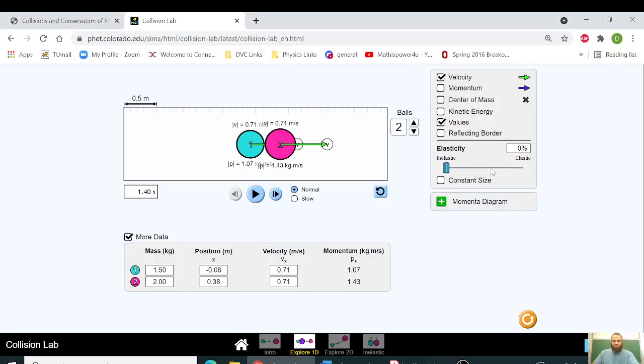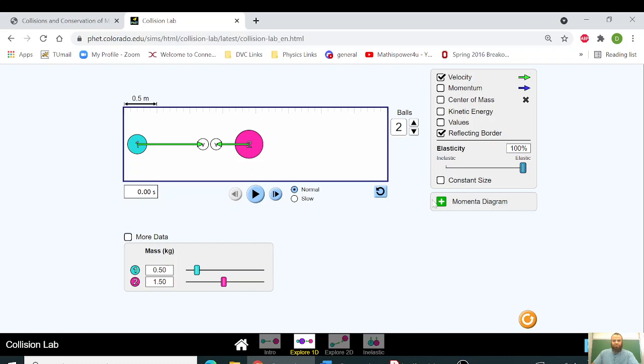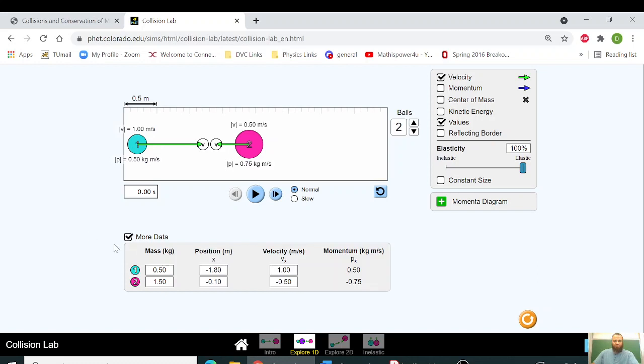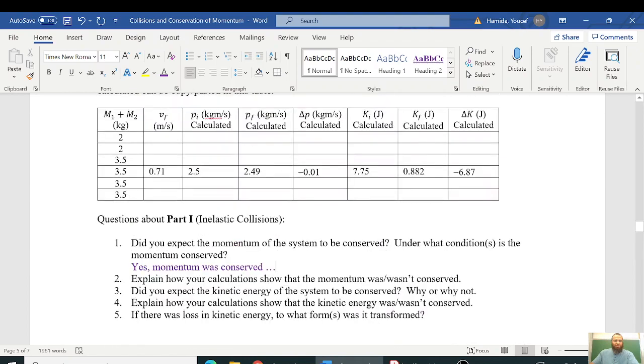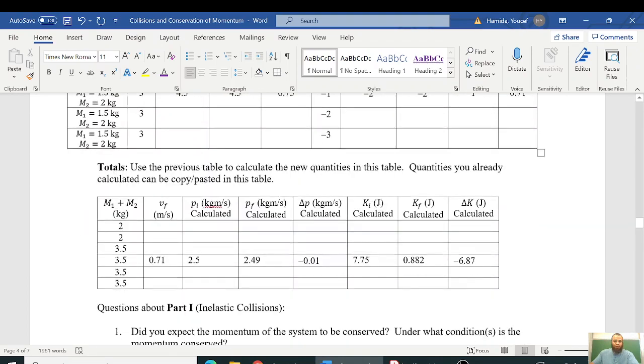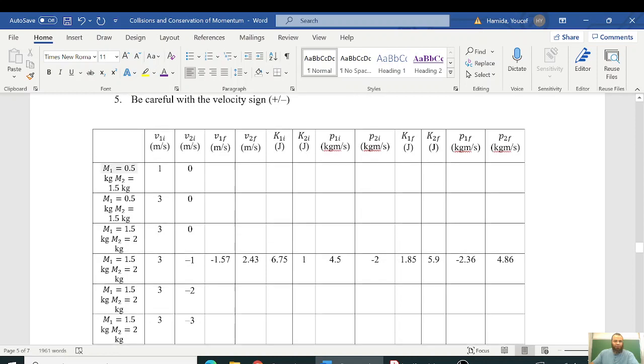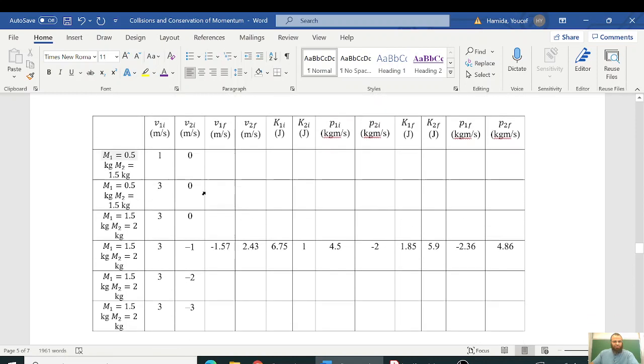So let's go to elastic collisions. I'm going to restart this. It starts with elastic, so that's good. And I'm going to remove this reflective border. I'm going to check values, show more data. And maybe I shouldn't have refreshed from here. I should have refreshed from here because this resets the whole thing. So that's fine though. And by the way, I did one line of calculation, so you will do the rest on your own for the inelastic. For the elastic, it looks like this.